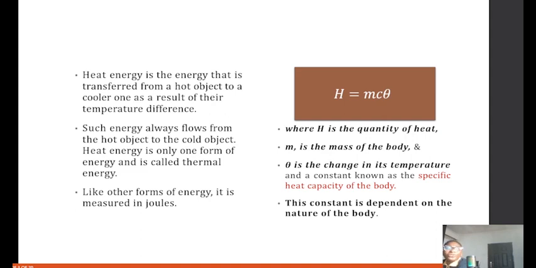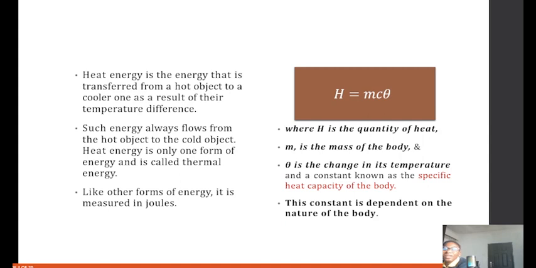Heat energy is only one form of energy and is called thermal energy. Like other forms of energy, it is measured in joules. So our H, which is the heat energy, is what? MC change in theta, where M is the mass of the body, C is the specific heat capacity, because we believe that every material has the amount of heat it can take. You can't just pour different heat into different materials. So specific heat capacity is the material's own heat capacity, the amount of heat it can take, and that is why it is specific heat capacity.